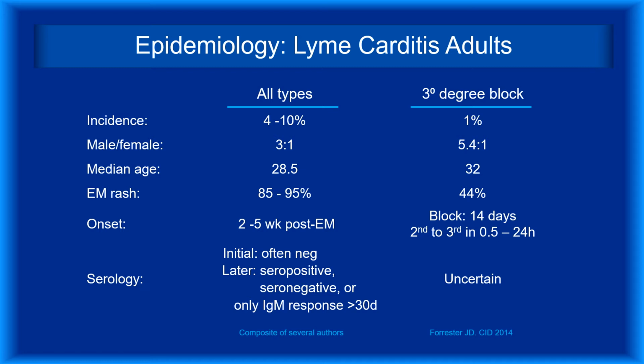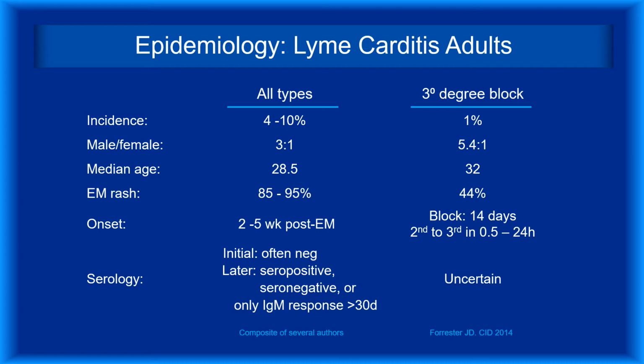Not surprisingly, the incidence of all types is 4 to 10 times greater than third-degree block alone. Lyme carditis is more common in men than women, particularly with regard to third-degree block. The median age of carditis patients is younger than the median age of all Lyme disease patients.